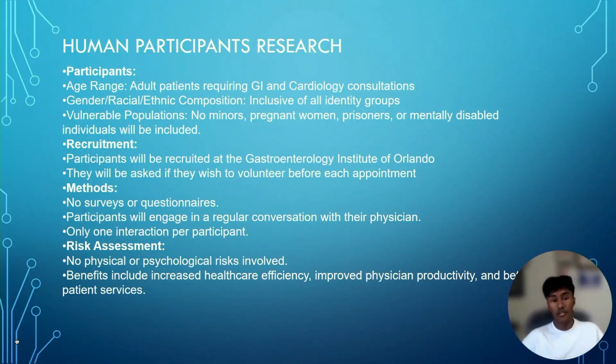And this is a human participants research, so we will be getting age range from adult patients who require GI and cardiology consultations. In terms of identity, gender, racial, ethnic, etc., we're inclusive. In terms of vulnerable populations, no minors, pregnant women, prisoners, those with mental disabilities, etc., will be included.